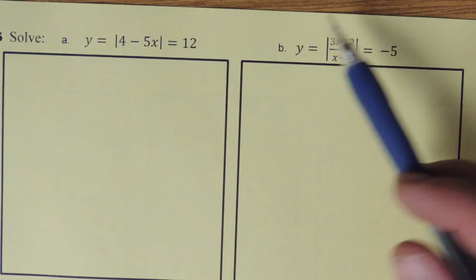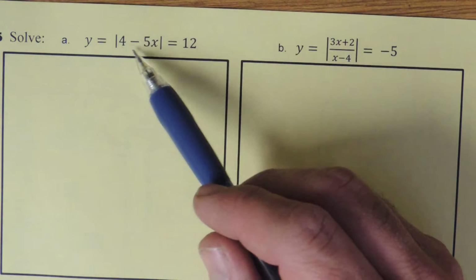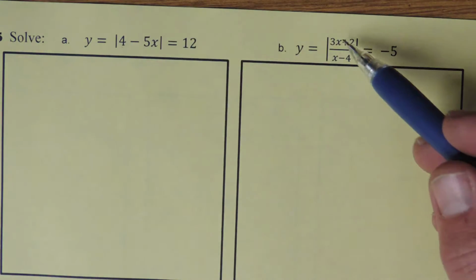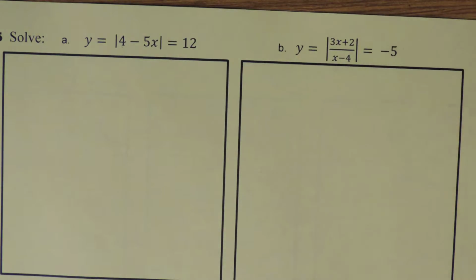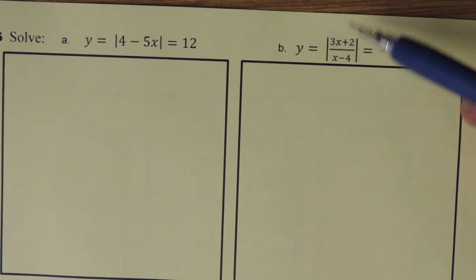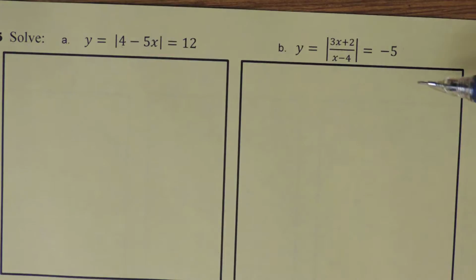Solve these two equations. So where is this equal to 12? Where is this equal to negative 5? I'm going to do the second one for you. It's a little more complicated. Once I do the second one, you should be able to do the first one.